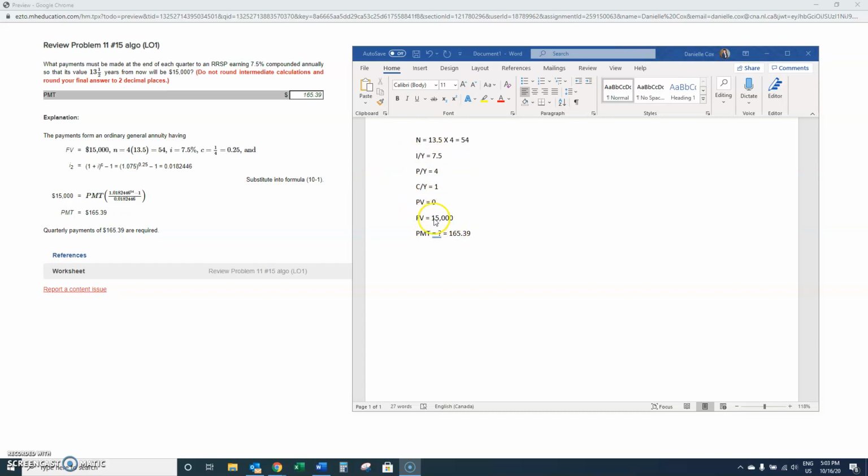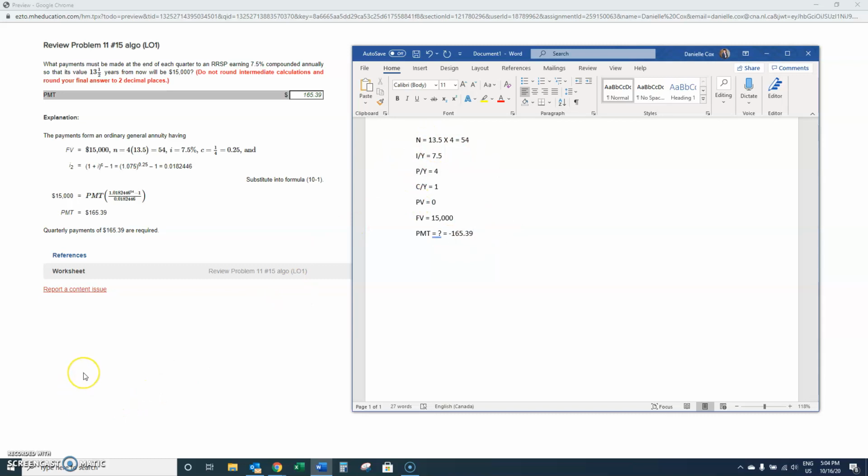So you enter all these variables, you compute payment, and it comes up. I should have put my negative in here, but it's the payment because this is the money that you're paying out. The payment is $165.39.